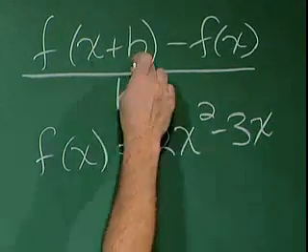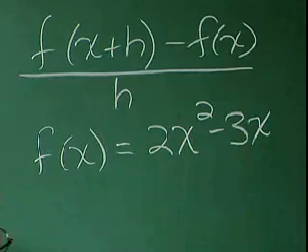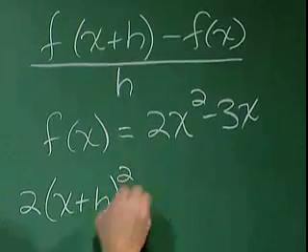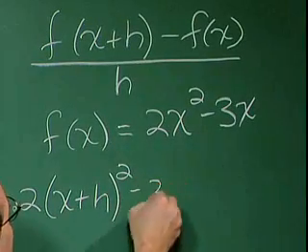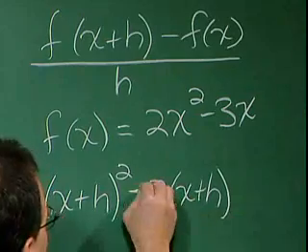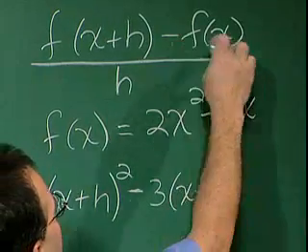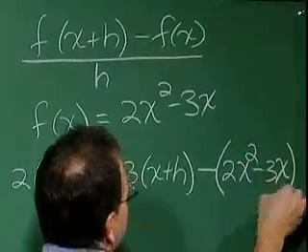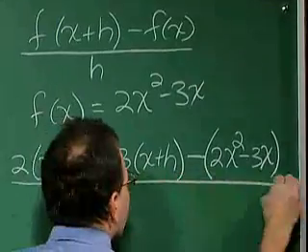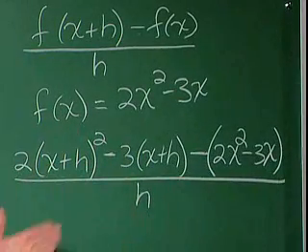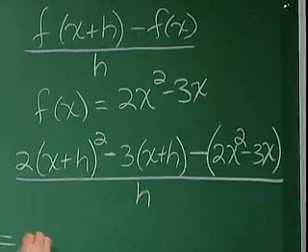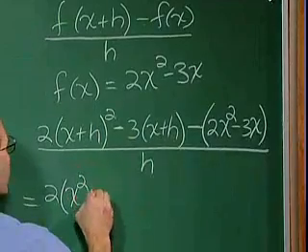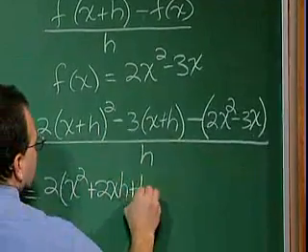So we're going to substitute x plus h in place of x. So we have 2 times x plus h squared minus 3 times x plus h. And now we need to subtract just f of x, which would be 2x squared minus 3x. That is all over h. Now we need to simplify our difference quotient. So we have equals 2 times x plus h squared, which would be x squared plus 2xh plus h squared.